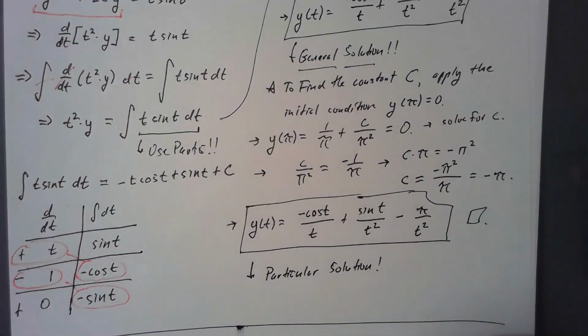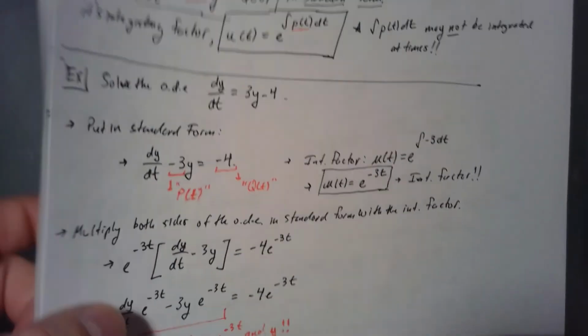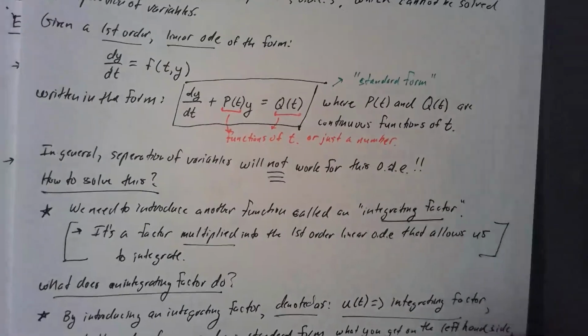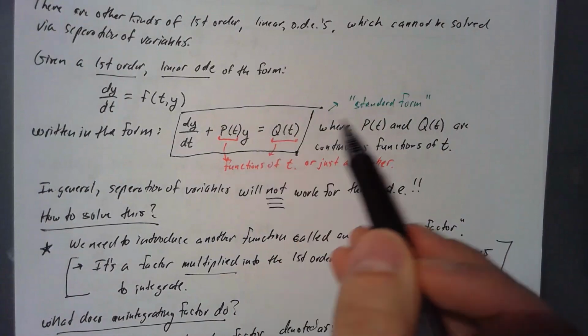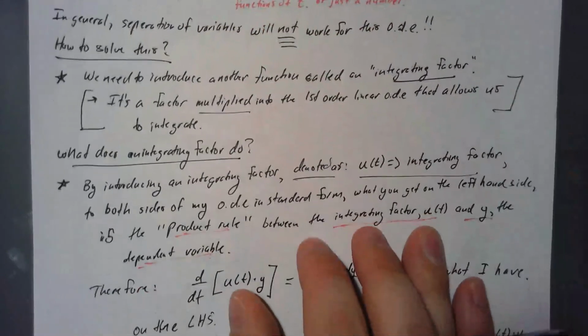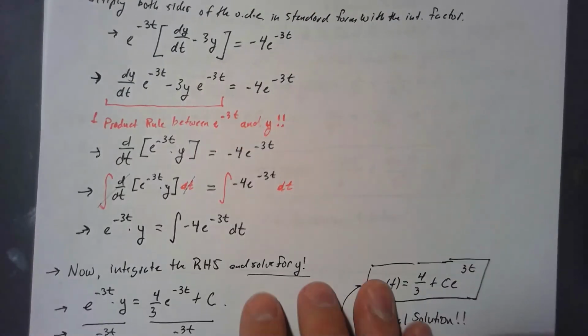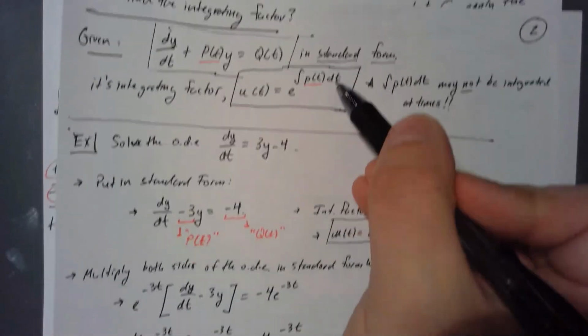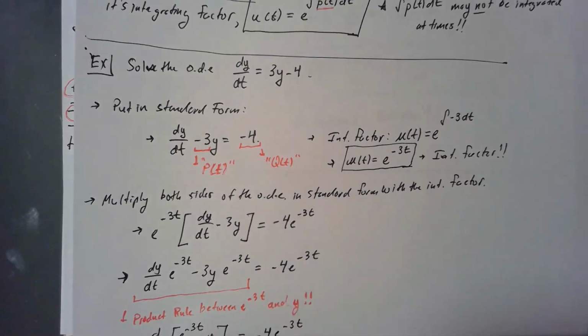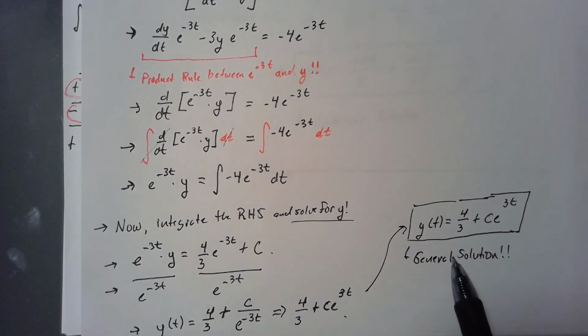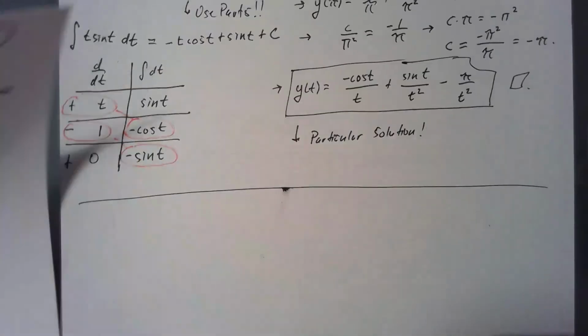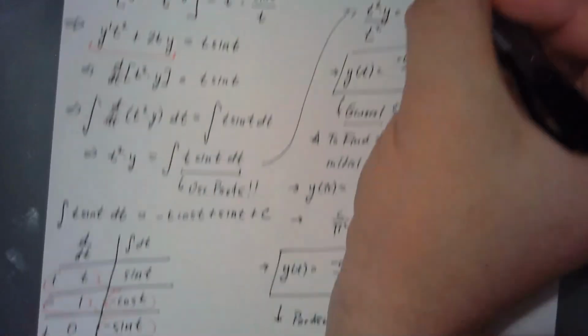So just to summarize these notes. When you have a first order linear ODE, put it in standard form first. Find the integrating factor. And then multiply both sides of the equation by the integrating factor. You get the product rule, integrate both sides, solve for y, and you'll get the general solution. And if you have an initial condition, you'll find the particular solution.